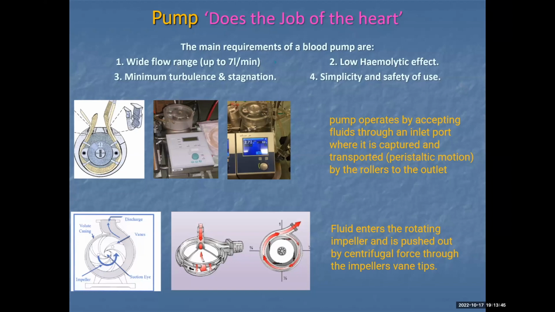So when you're choosing a pump, the main thing you need to look at is the wide range of flow. If you're like us, where we do adults and paediatrics, we need to make sure that our flow ratings go from 100 mils all the way up to 7 litres, because for a big person or a very fit bodybuilder, you may want to get up to 7 litres. And as I've mentioned, a low hemolytic effect, so not damaging the components of the blood. One other thing is the simplicity and safety of use. They've got to be safe, and that is why you routinely see a centre replicate what they have in one theatre in all the others. It's the safety thing.